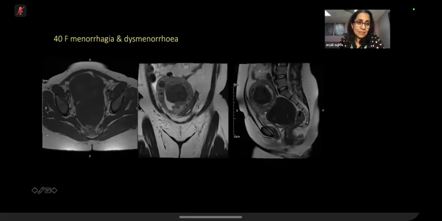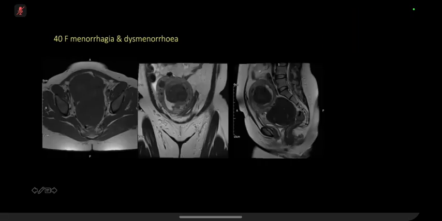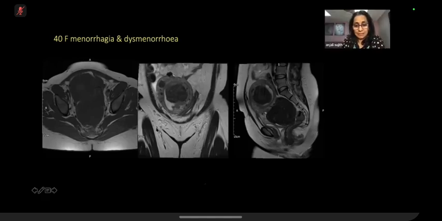So are you ready? This is a 40-year-old female, presents with menorrhagia and dysmenorrhea. Identify the sequences first. Okay, so we have an axial T1, a coronal and sagittal T2. Okay. Describe your findings.